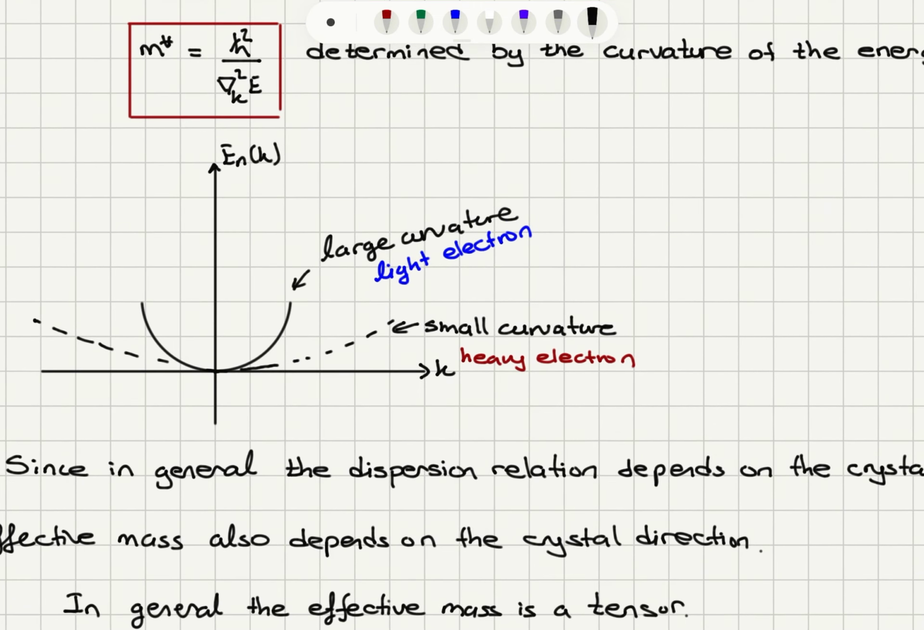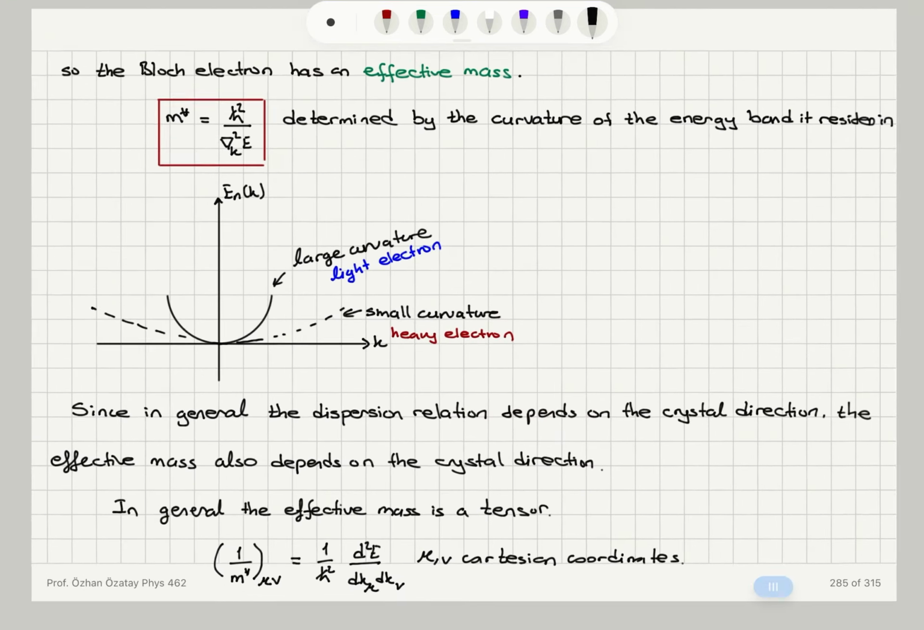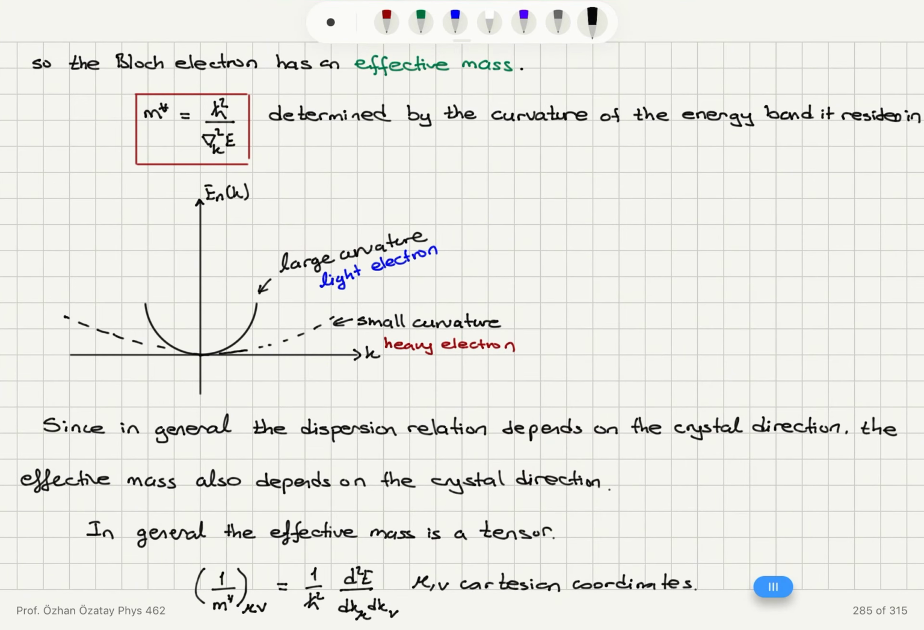If I look at an energy band diagram, I see a large curvature here. If you have a large curvature, the second derivative is large. That means we have a light electron. M star will be small. On the other hand, if we have a small curvature, that means we have a heavy electron. So looking at this energy band diagram, I can see the effective mass of the electron by looking at the curvature.